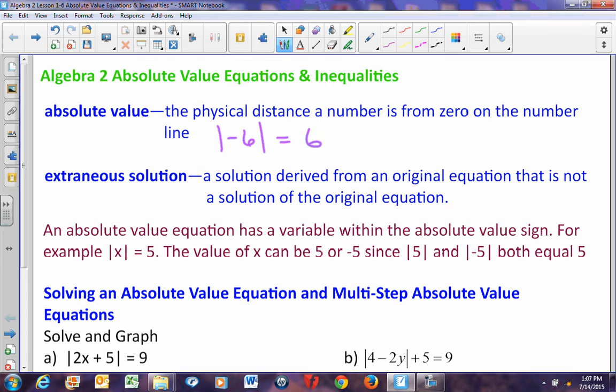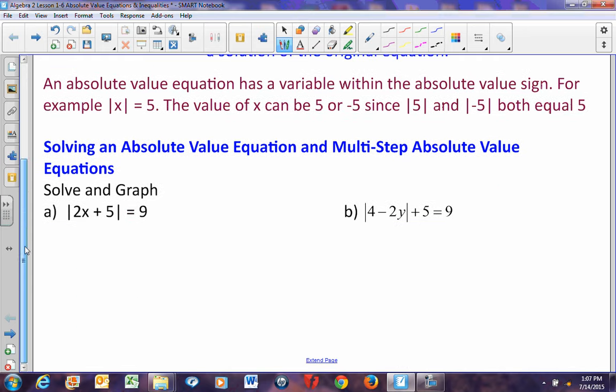Okay? An absolute value equation has a variable within the absolute value sign. For example, the absolute value of x equals 5. The value of x can be 5 or negative 5, since the absolute value of 5 and the absolute value of negative 5 both equal 5. So when you solve an absolute value equation or a multi-step absolute value equation, the first thing you want to do is set it up properly. Based on the fact that this has 2 answers, you need to set up your equation, which has an absolute value, to equal the positive and the negative of something.